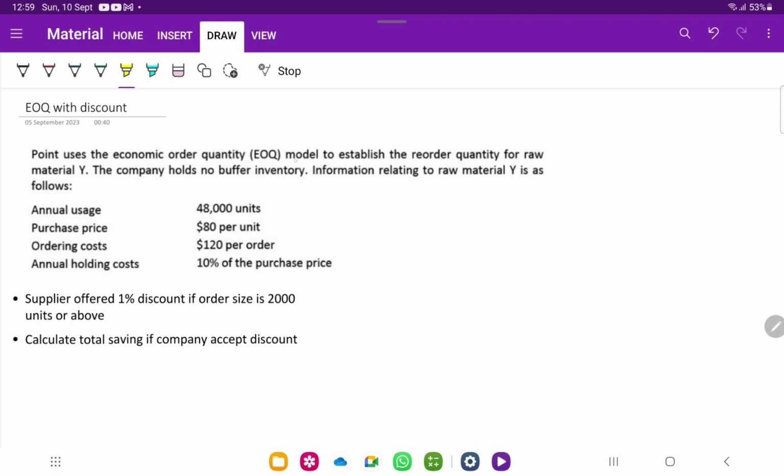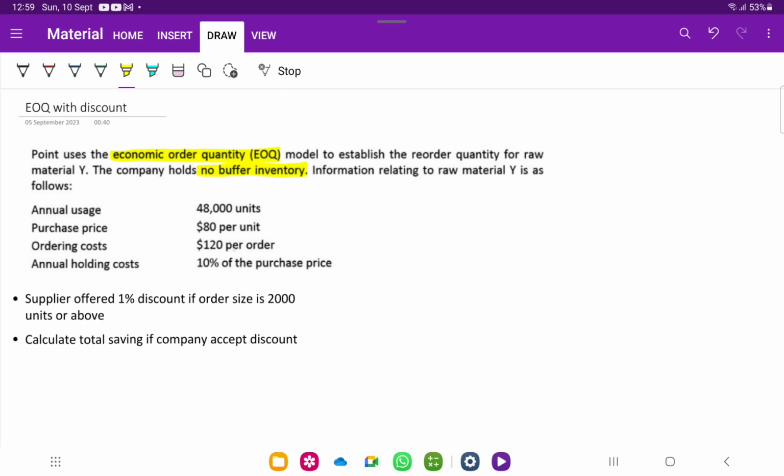The company uses the economic order quantity model to establish the reorder quantity for raw material Y. So the company is already following the optimum reorder quantity, right? Because EOQ, we believe, is the best order quantity. The company holds no buffer inventory. It's an important point because average inventory will be simply order size divided by 2. You don't need to add safety stock there.